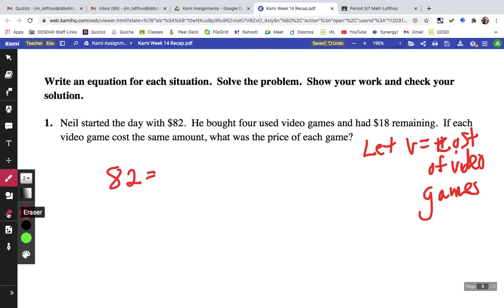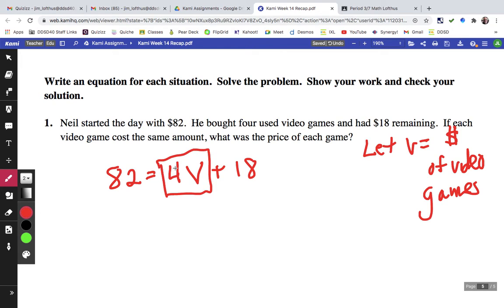Let me fix this a little bit. And we'll just put it like this. So we'll put a $ sign. So he bought 4 of them at some cost, and he has $18 left. So this is how much he paid for his video games. 4 times, we had 4 video games. If they were $1 each, he paid $4. If they were $2 each, he paid $8. So we need to figure out what would bring this all the way up to 82.